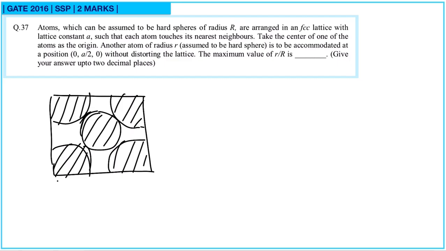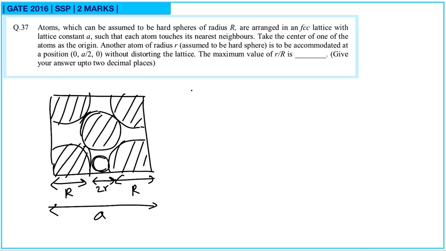So this is the case, and the radius is capital R, and the lattice constant is equal to A, and in between this we have to put one more atom whose radius is smaller, so this will be 2R. So that gives us A is equal to 2R plus 2R. Now consider this diagonal path.